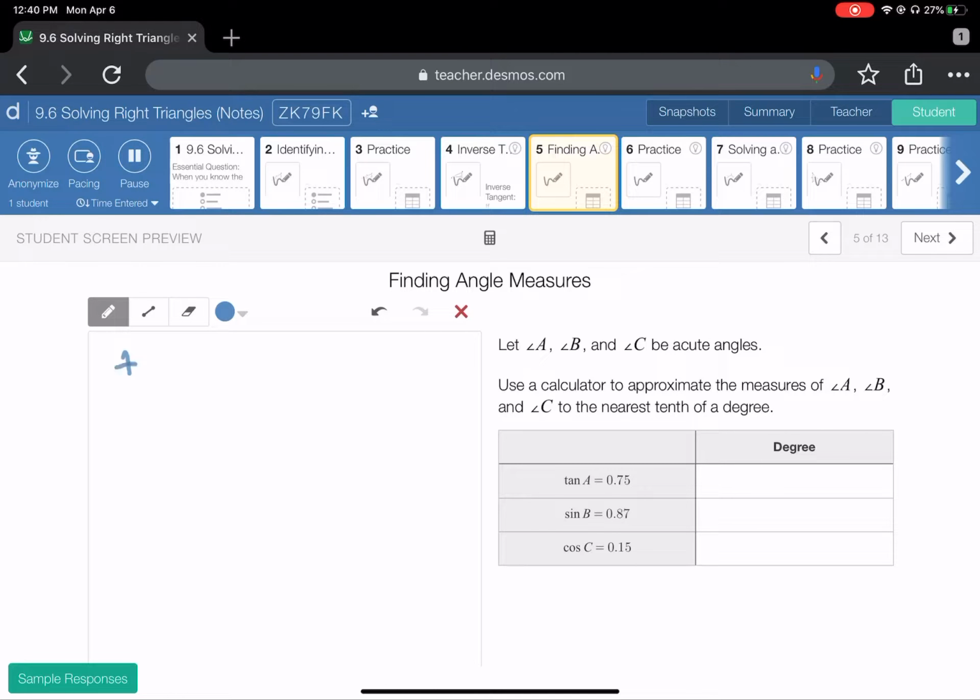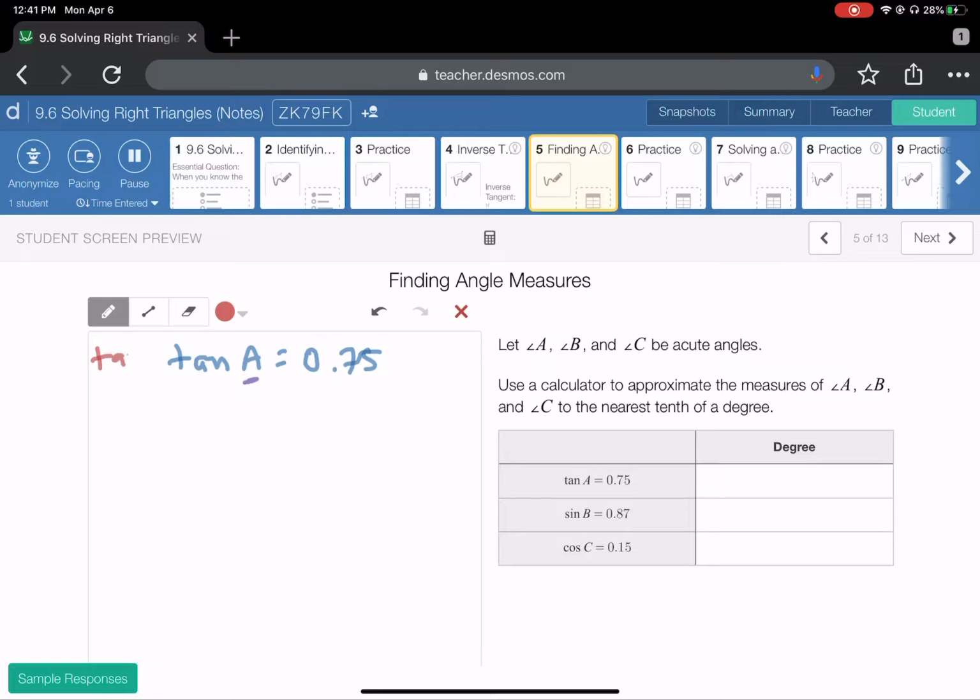The first one says tangent of A is equal to 0.75. So what we're looking for here is this letter A, the angle. How many degrees is angle A so that it gives us 0.75? So what I'm going to do is use the inverse operation to leave the angle A by itself.